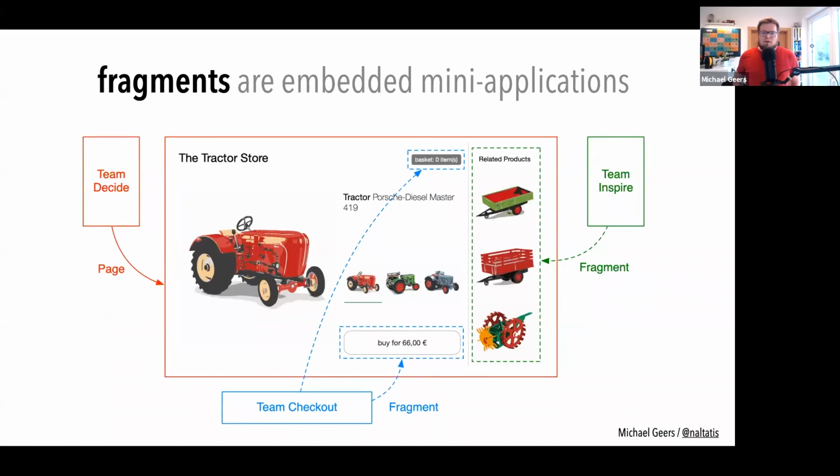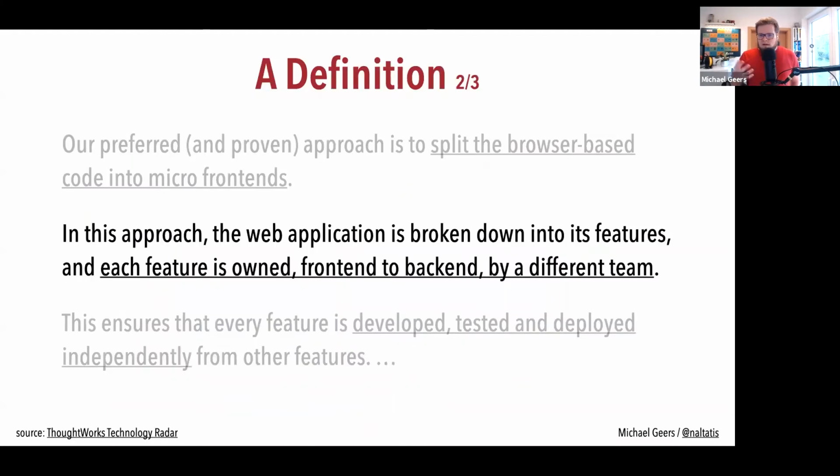And this is where fragments come in. So team Decide owns the product detail page, but the product detail page includes fragments. You can think of them as mini applications from other teams. What this mini application is in practice, we'll talk about later, but that's the concept. Okay, number 1: now we have split our application into pages and into fragments.